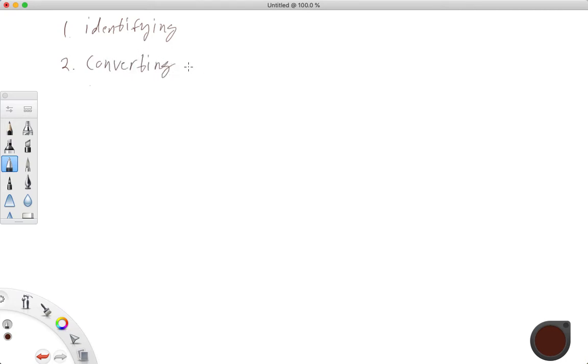our rational number forms, I guess. We'll call it that, rational number forms. Converting rational number forms. And three is estimating our rational numbers. So estimating our fractions, especially our square roots, that's really what we're going to focus on. Estimating rational numbers.